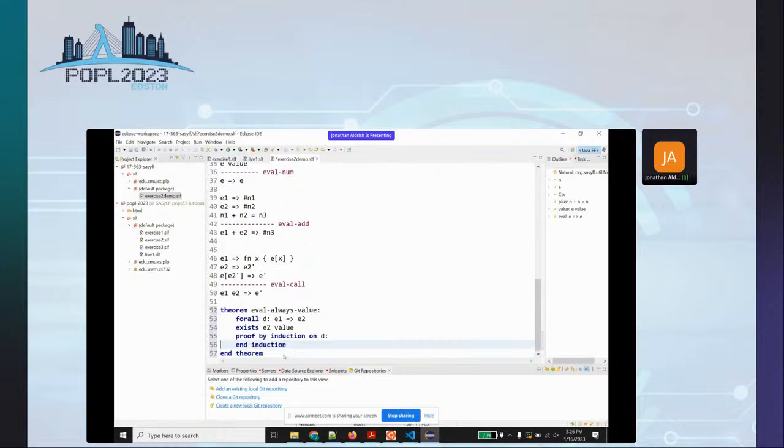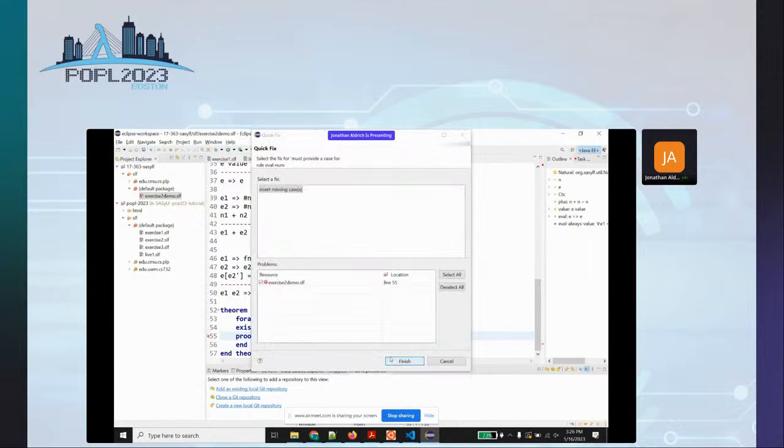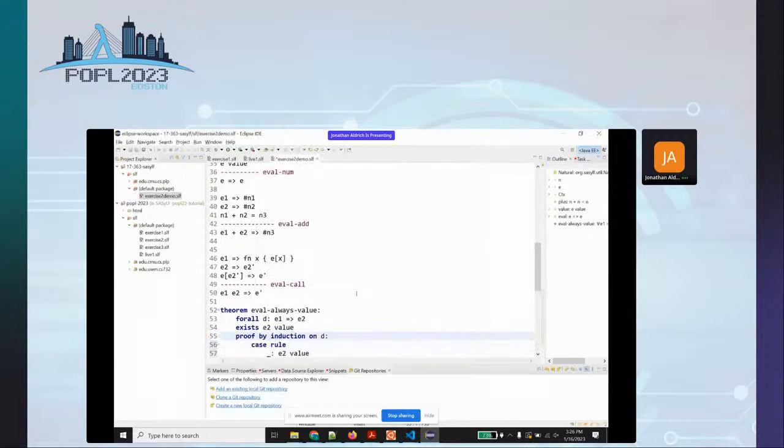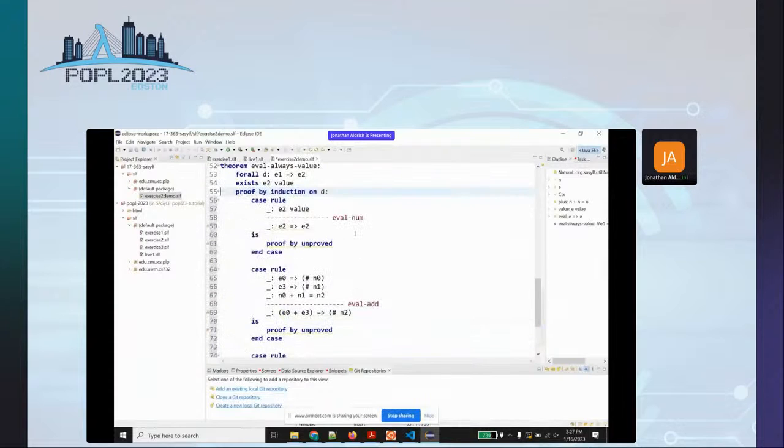Okay, so let's see. I can save some time by saving, and we'll have Sassy Elf generate the cases for me. Oh, that didn't work. Double click on it. Ah, thank you. I just double clicked. You have to get rid of the syntax errors before it'll produce the cases for you.